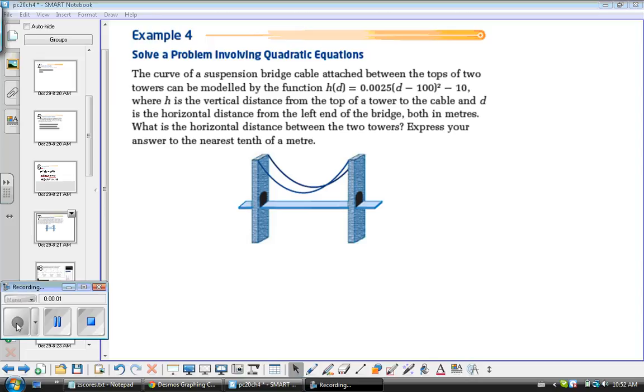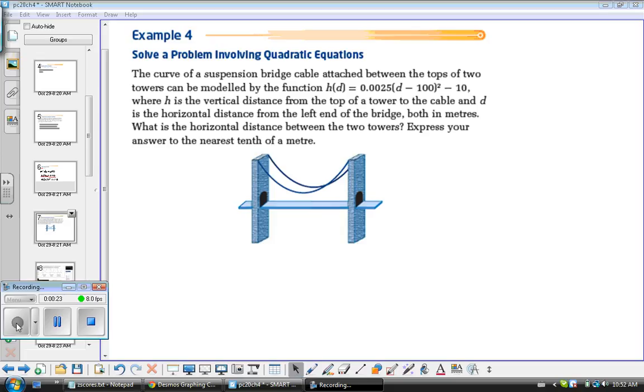Okay, this problem is just a little bit more involved. You just have to make sure that you put everything where it belongs, I guess. So the curve of a suspension bridge cable attached between the tops of two towers can be modeled by the function h of d is equal to 0.0025 times (d minus 100) squared minus 10, where h is the vertical distance from the top of the tower to the cable.